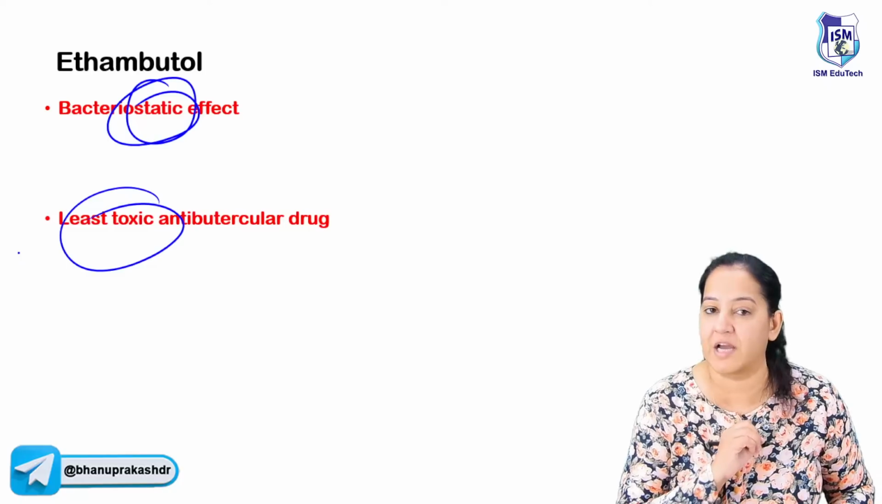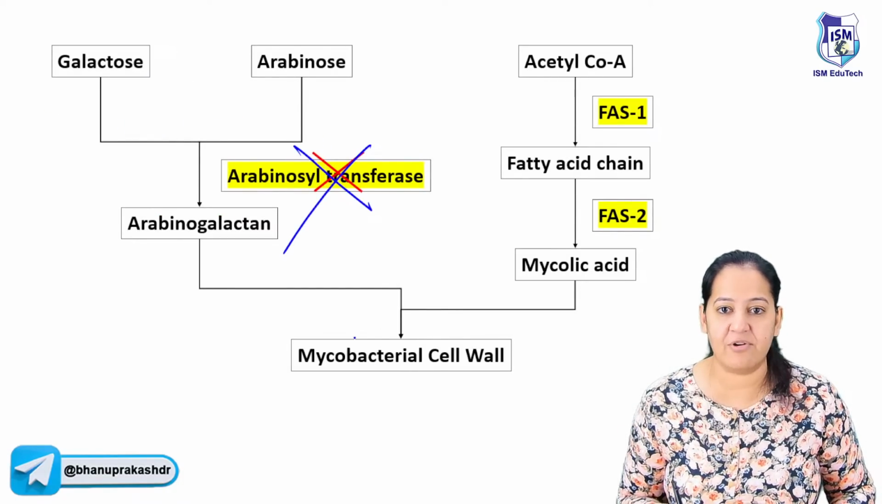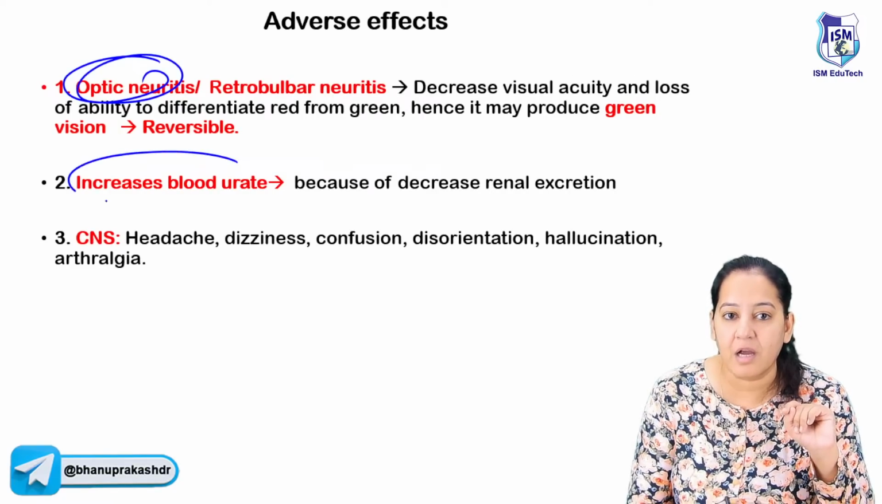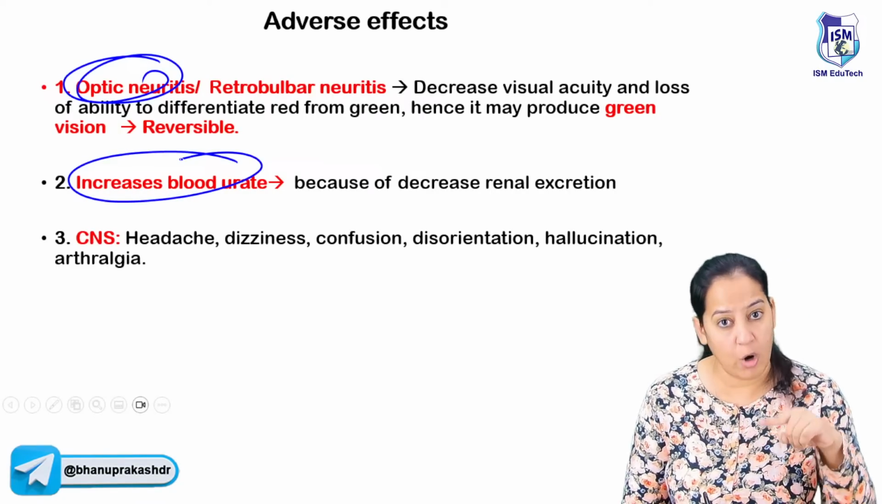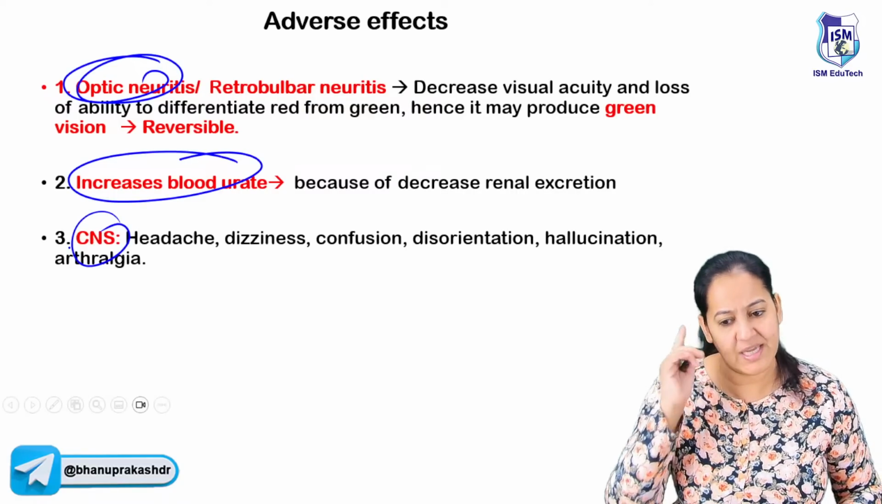It is the least toxic among all 5. It inhibits this enzyme: no ribinosyl transferase, no cell wall synthesis. It causes optic neuritis. Along with the gout, it causes optic neuritis also. That is color blindness, optic neuritis, and a few CNS symptoms.